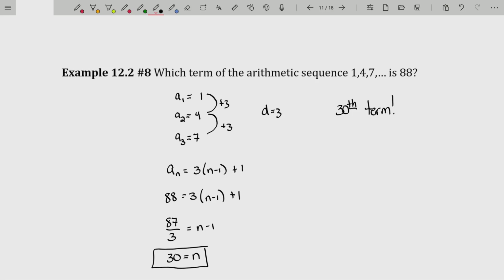All right. So that concludes kind of an introduction to arithmetic sequences. The next video will focus significantly on partial sums of arithmetic sequences.